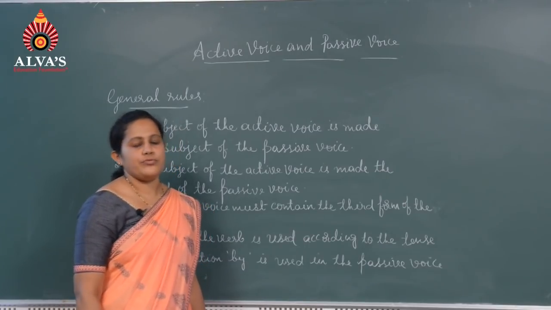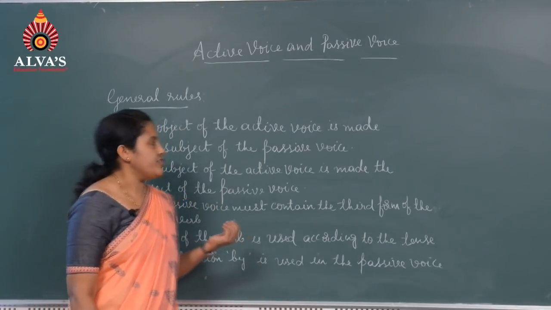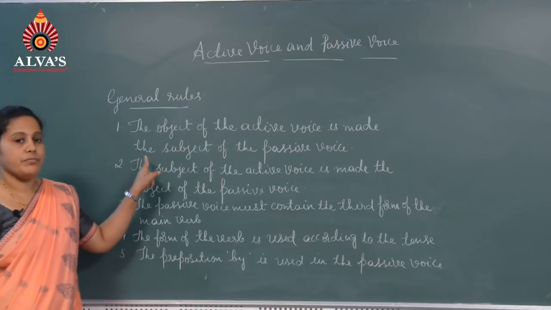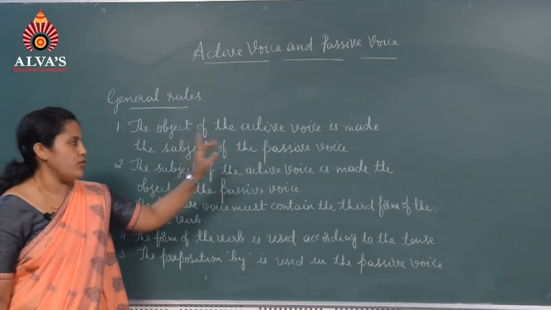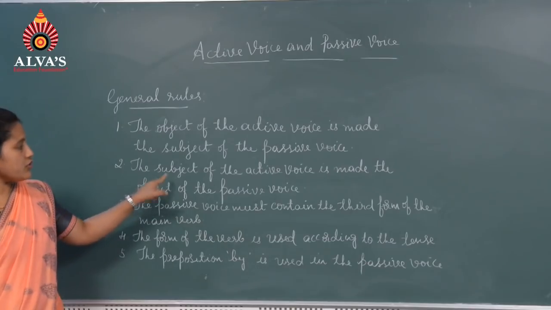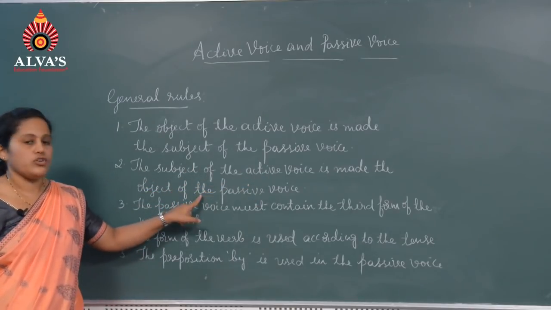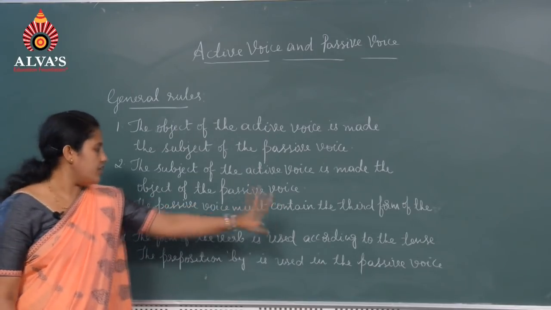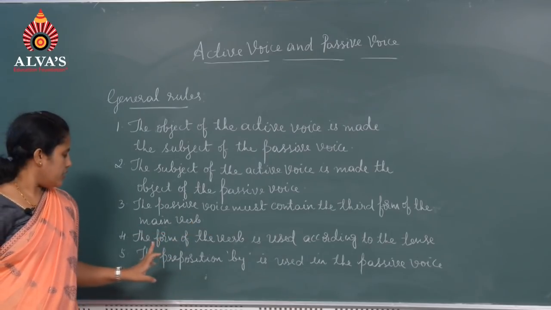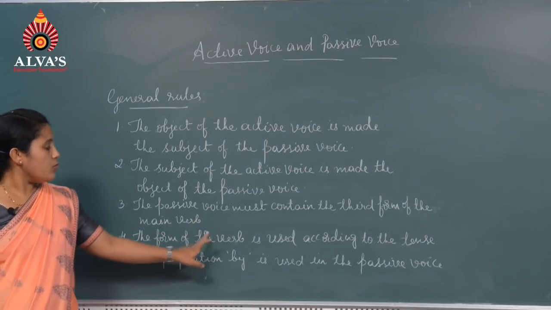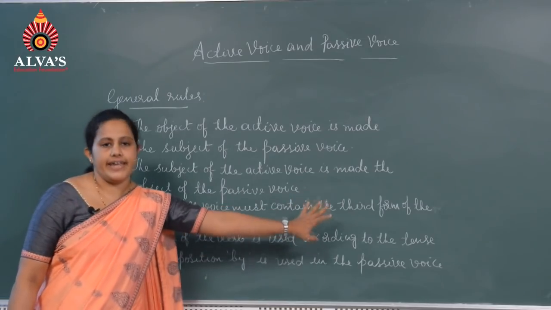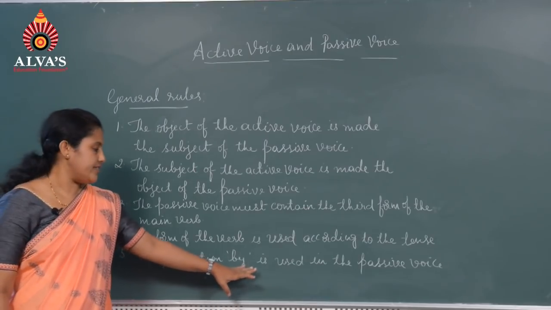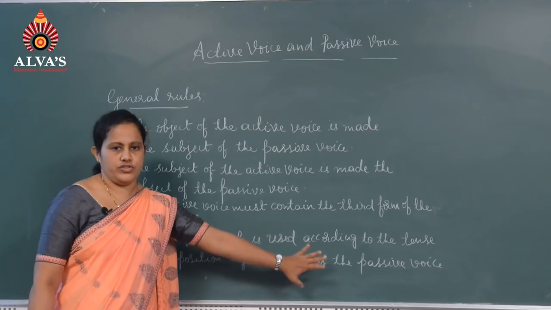Now, let me tell some of the general rules of the passive voice. First one is the object of the active voice is made the subject of the passive voice. Next one is the subject of the active voice is made the object of the passive voice. The passive voice must contain the third form of the main verb. The form of the verb is used according to the tense. Last one is the preposition by is used in the passive voice.